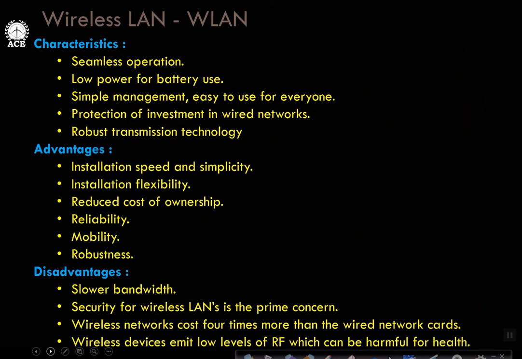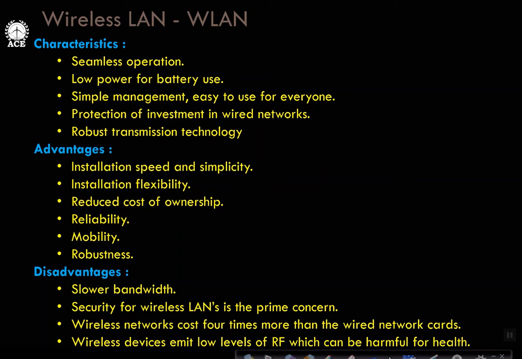Now let us see some of the characteristics, advantages and drawbacks of wireless LANs. It provides seamless operation, meaning continuous operation without any disruption. Low power for battery use. Simple management, easy to use for everybody. Protection of investment in wired networks. And robust transmission technology. Advantages: installation is very simple, flexible, reduced cost, and reliability is also good. Mobility is very high, and robustness, as I just told you.